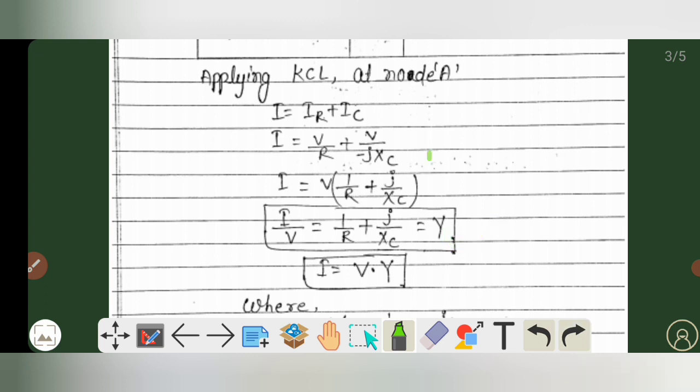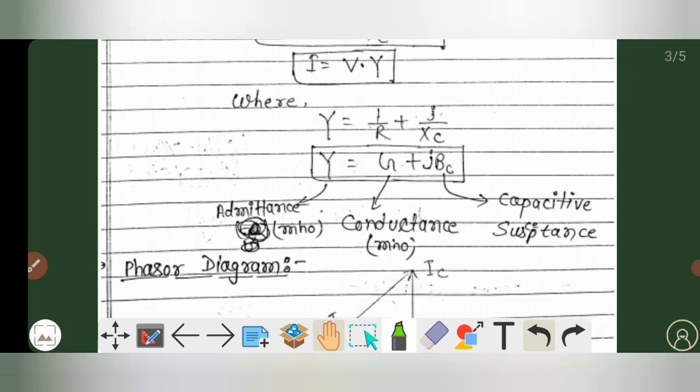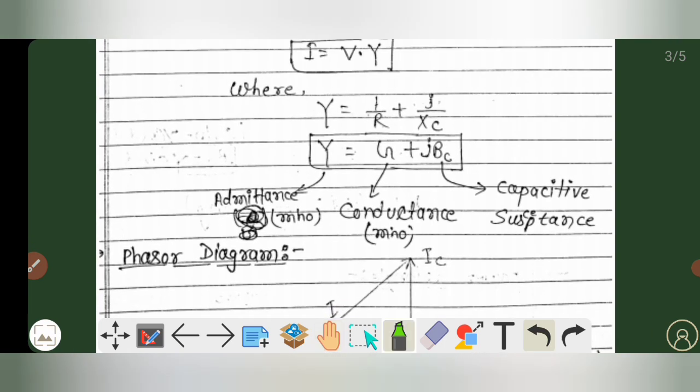And here, the admittance is equal to 1 by R plus j by XC, my dear friends. Now the whole expression is denoted by admittance Y, so we can calculate the value of current from here, that is I will be equal to V into Y, voltage into admittance. As we move further, the admittance will be 1 by R plus j by XC. As you can see here, 1 by R is denoted by G and 1 by XC is denoted by BC, that is capacitive susceptance.